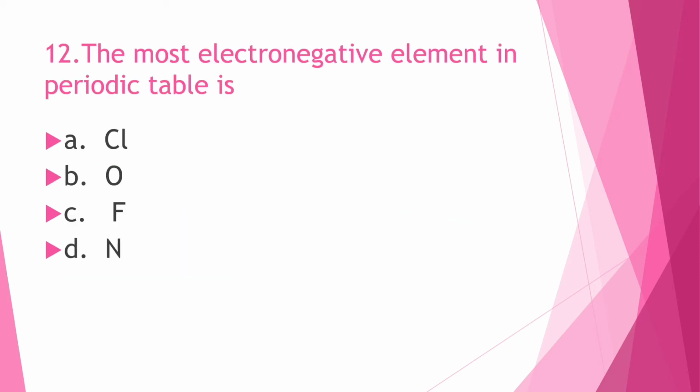The most electronegative element in the periodic table: chlorine, oxygen, fluorine or nitrogen? It is fluorine. Fluorine is the most electronegative element. Due to its very small size, its electronegativity is very high.